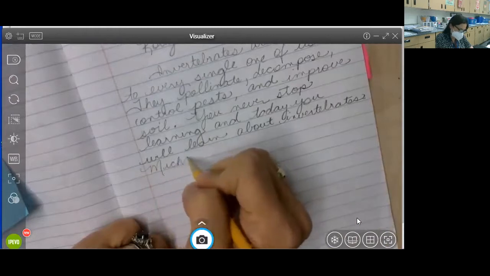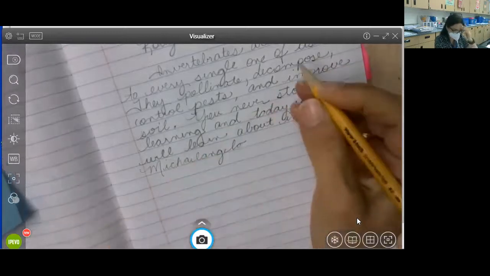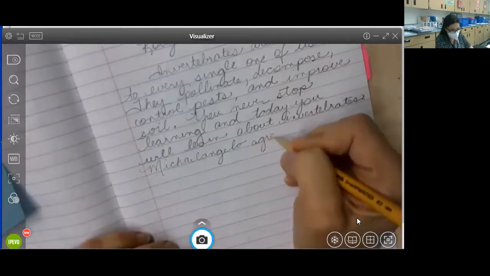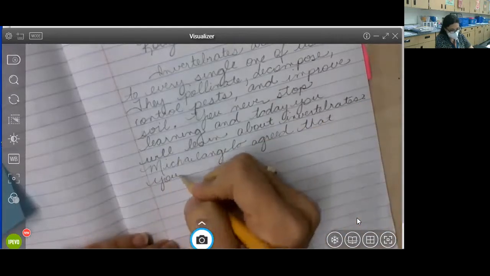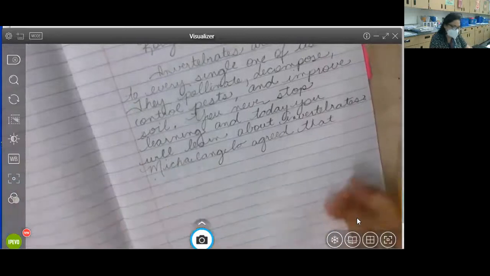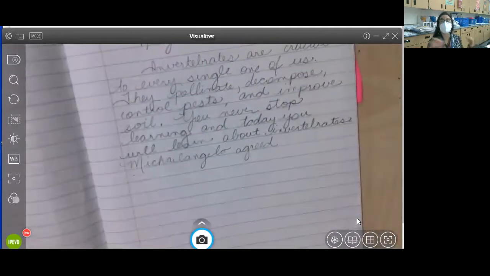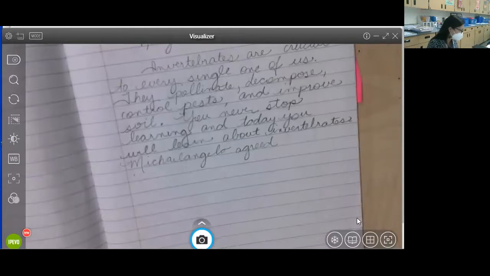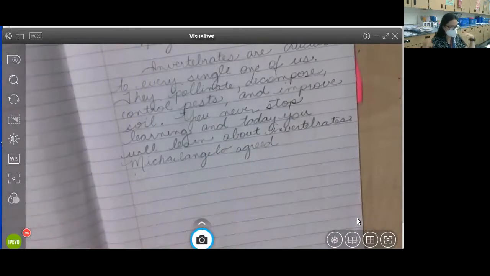Michelangelo agreed that, no, I'm going to change my mind on that. Michelangelo agreed, and see how you change your mind? When you write your rough draft and you're brainstorming, you can change your mind. It just means you're thinking of new and better things. Don't be afraid to change your mind. Don't be afraid to add something. You need to be writing your sentence right now. I'm going to be asking you to share in a few minutes. I say you never stop learning, and today you will learn about invertebrates.